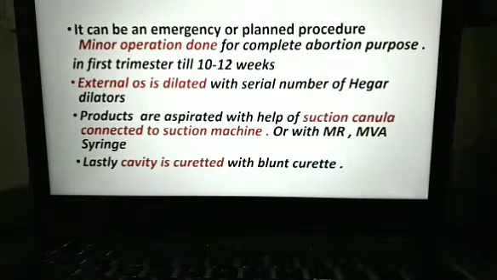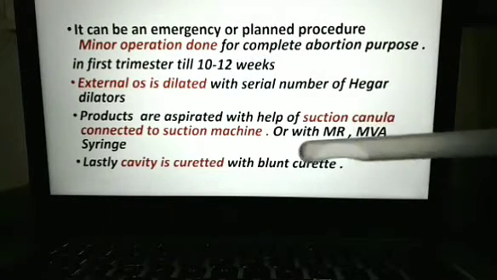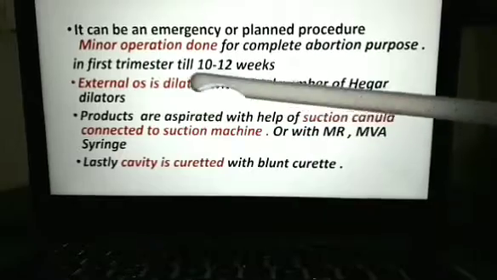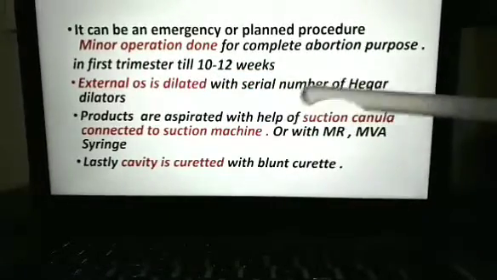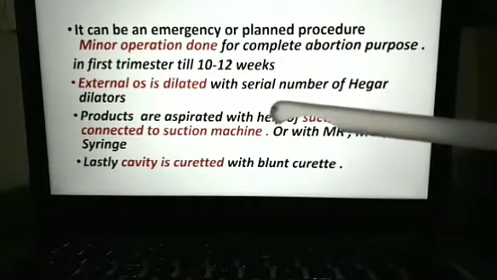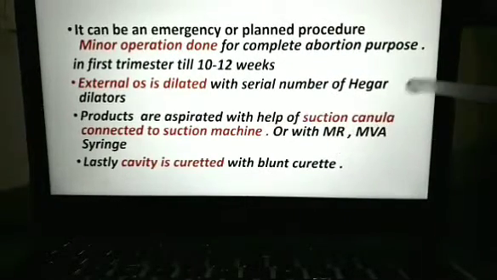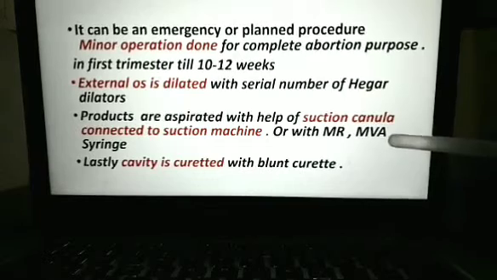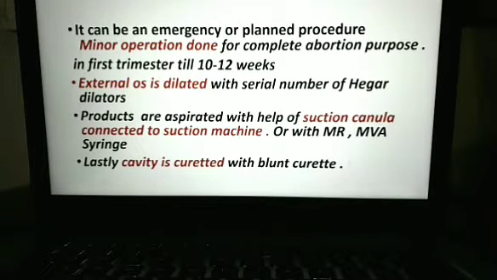Then the suction cannula is introduced in the uterine cavity. This type of cannula is introduced, which is connected with the help of a tubing to a suction machine, or a menstrual regulation syringe or manual vacuum aspiration syringe is used for this purpose. And lastly, the cavity is curetted with the blunt curette.